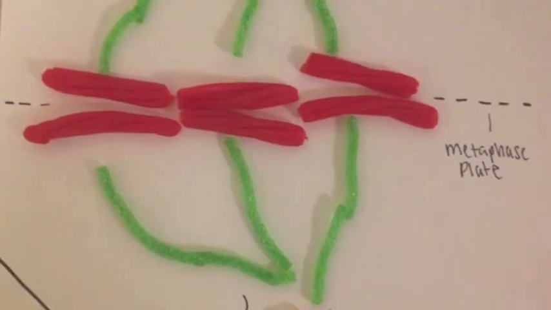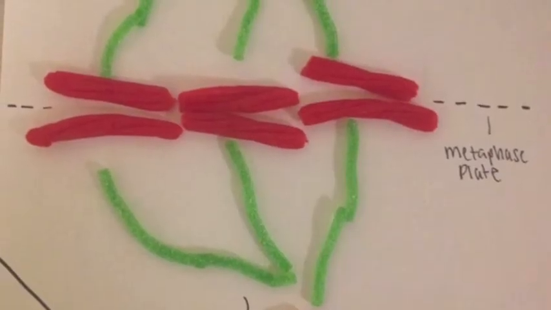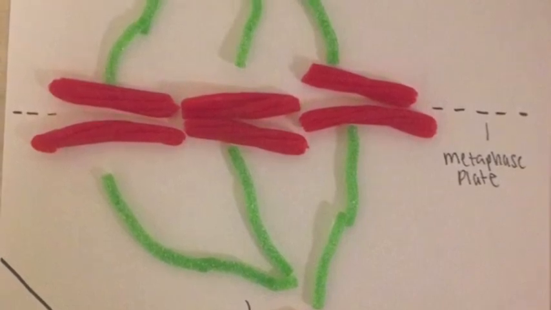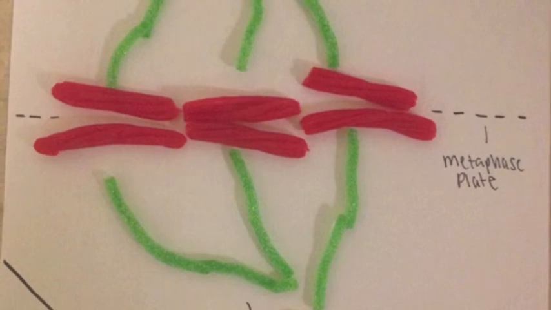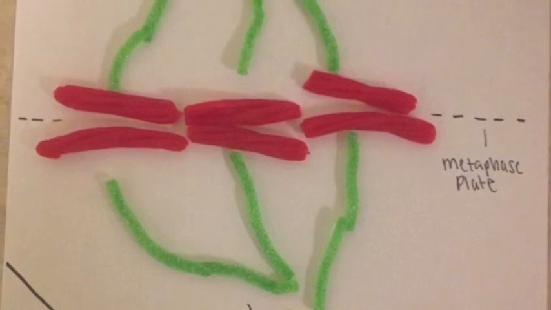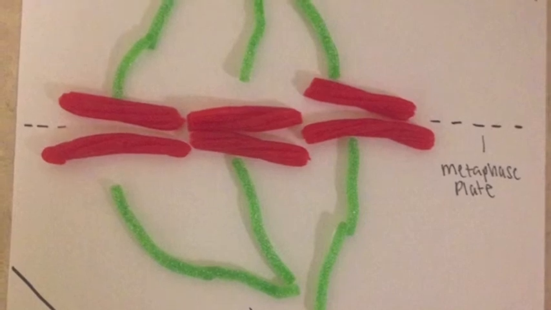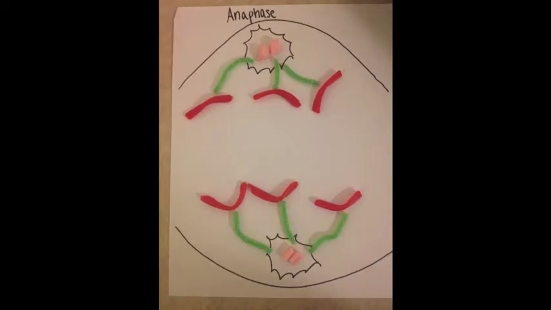In metaphase, the centrosomes are now at opposite poles of the cell. The chromosomes then line up at the metaphase plate, and the kinetochores of each sister chromatid are attached to the kinetochore microtubules coming from each opposite pole. The cell then elongates as the non-kinetochore microtubules lengthen.